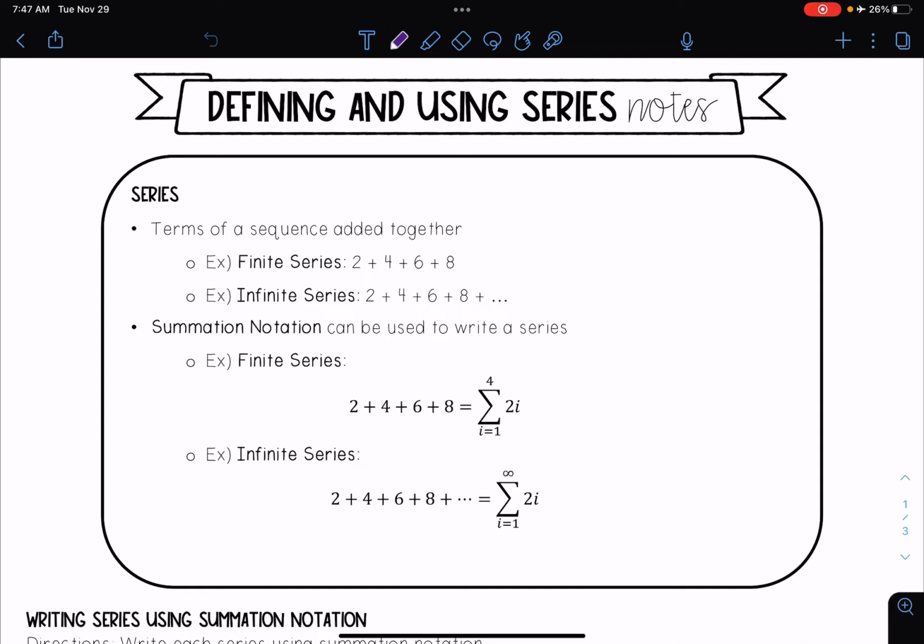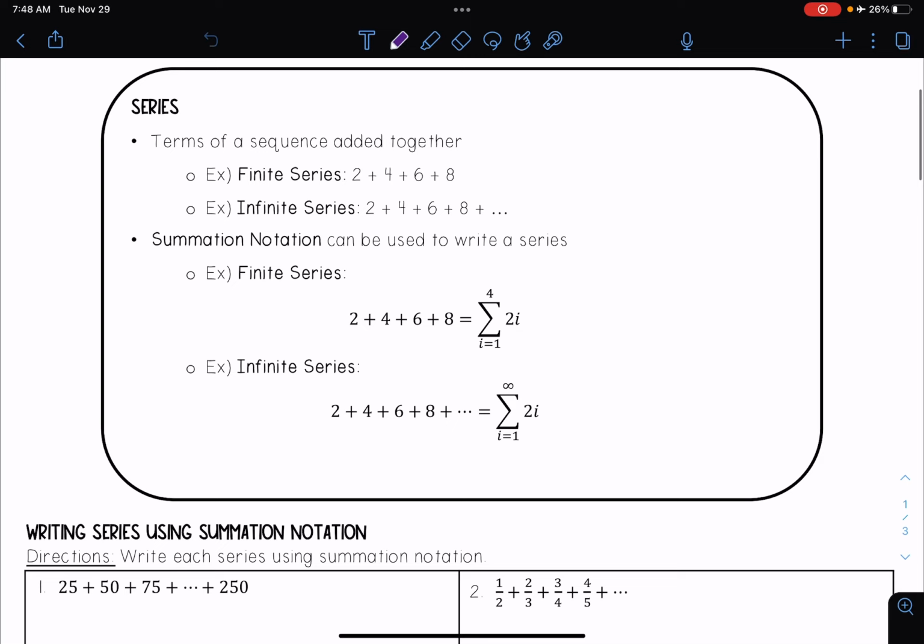And so we have a finite series, which would be, for example, 2 plus 4 plus 6 plus 8. So there's a finite, or limited, number of terms in the series. And then there's an infinite series where you have 2 plus 4 plus 6 plus 8 plus, and then you'll see that ... So it continues on forever in that pattern.